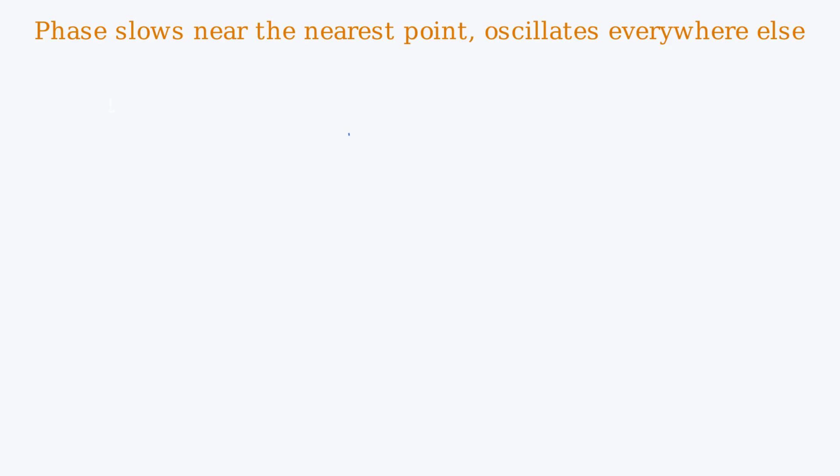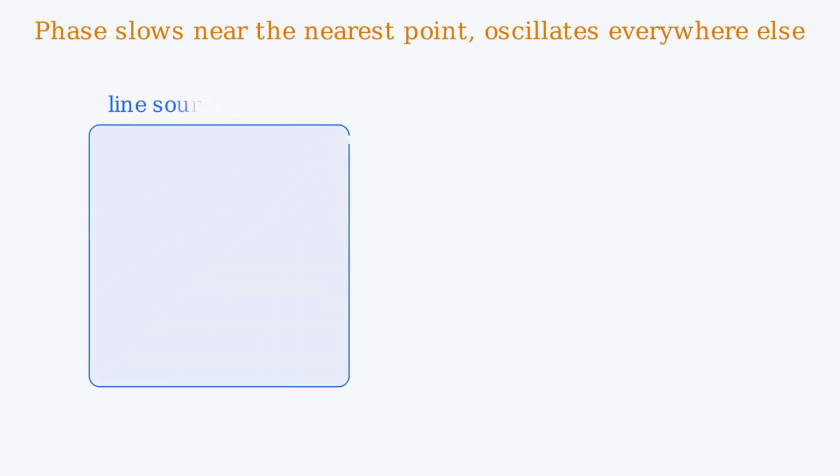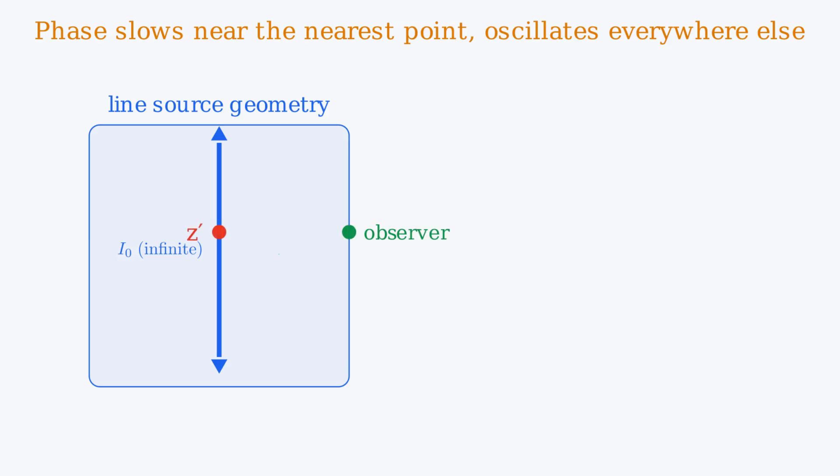Plot the phase function -k times r as a function of z prime. Near the observer's own height z, the phase changes slowly because r is near its minimum value ρ. But as z prime moves away from that point, r grows and the phase drops steeply. The integrand oscillates faster and faster.